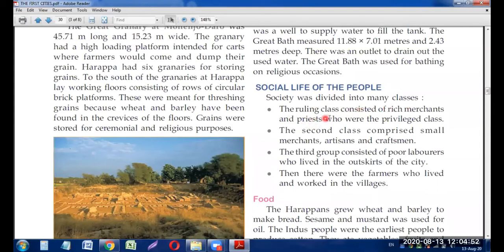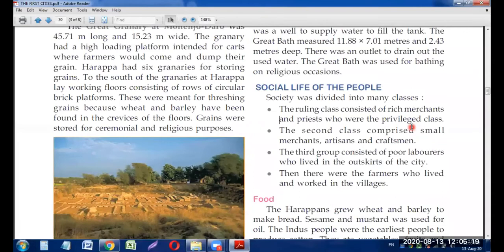The ruling class consisted of rich merchants and priests, meaning those who were ruling in that particular country or region. They are actually the rich merchants. Merchants means the traders or the businessmen. So the rich businessmen and the priests were the privileged class. Privilege means they were getting extra advantage, extra facilities, because they were rich and they were the priests.